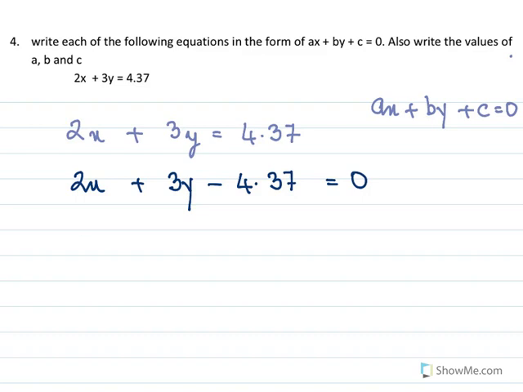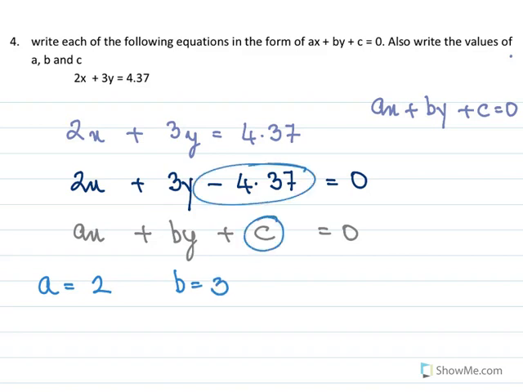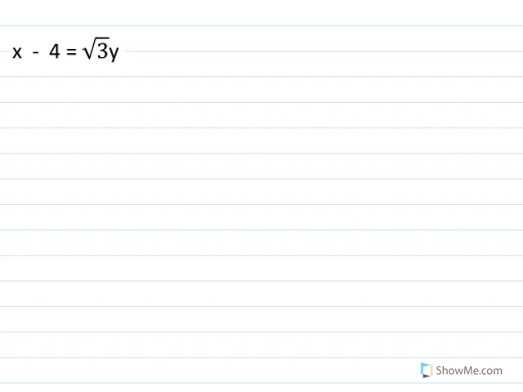Now we compare it with the standard equation, that is ax plus by plus c equal to 0. And when we compare now, we see that a is the coefficient of x, and here the coefficient of x is 2. So a equal to 2. B is the coefficient of y, and the coefficient of y here is 3. So we have b equal to 3. C is a constant term, and this is a constant term out here. So we have c equal to minus 4.37.